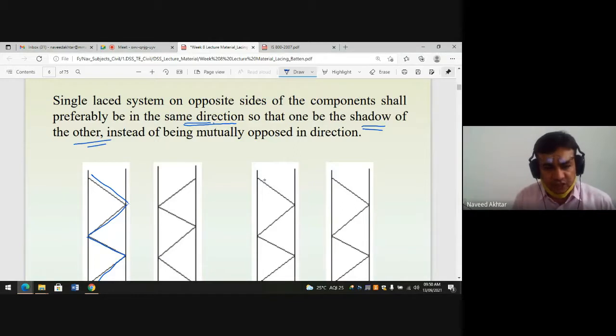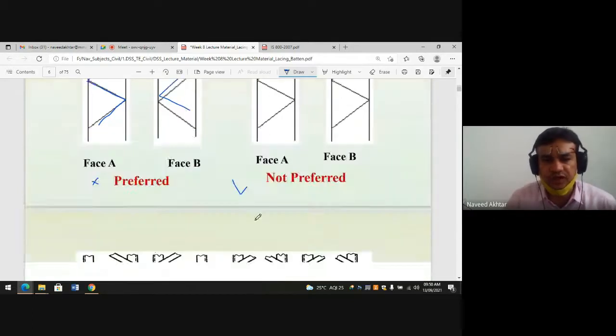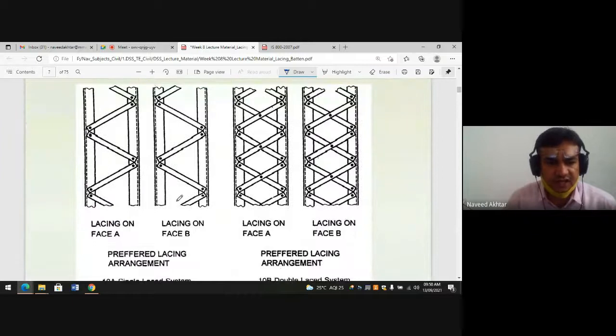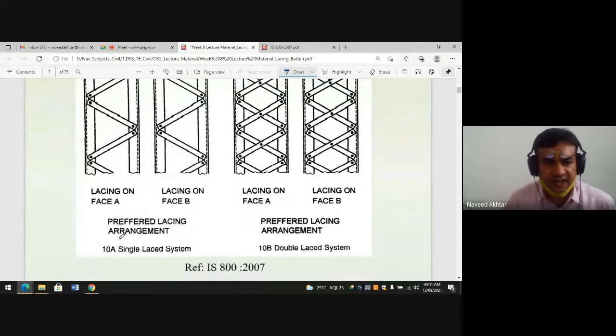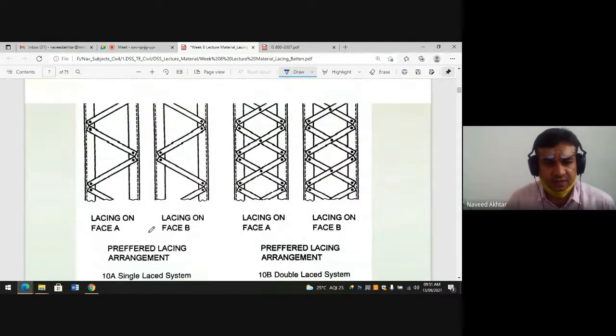तो यहाँ पर opposite दिखा रहा है, तो this system is not good. If you are providing the lacing system, अगर फेस A हम एक तरफ का लें, दूसरा फेस B लें, तो आपको इस तरह लेसिंग सिस्टम उसके शेडो के जैसा प्रोवाइड करना है. जैसे कि ये आप देखिए, प्रीफर्ड लेसिंग अरेंजमेंट फॉर सिंगल लेस सिस्टम इज हियर.